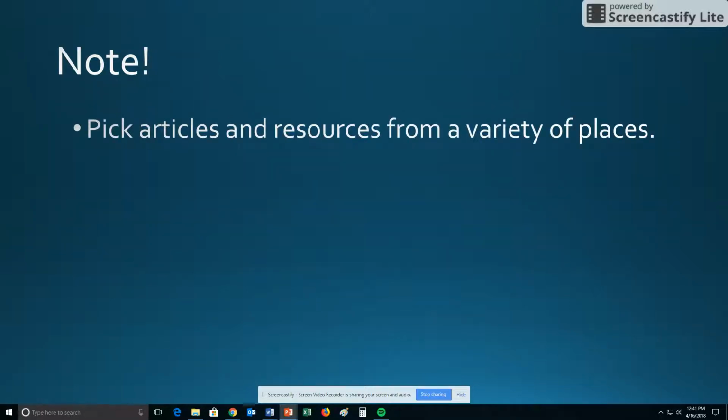Note, you need to pick articles and resources from a variety of places. It doesn't make any sense to have all the resources from the same place. Again, we'll talk about how to do research, because you want varying points of view so you can get a broader perspective of what you're talking about.